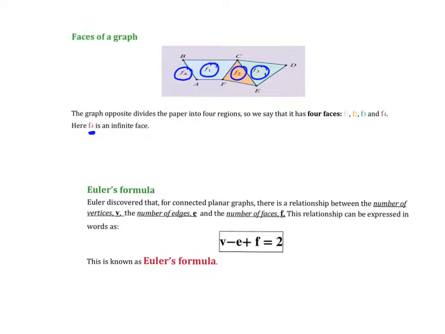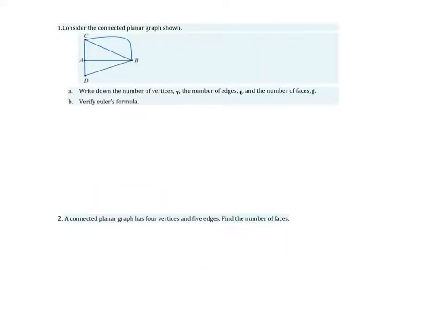So Euler discovered that for connected planar graphs, there is a relationship between the number of vertices, the number of edges, and the number of faces. And there's our rule. V minus E plus F is equal to 2. Euler's formula. Euler was a German mathematician who did a lot of work in this area. Let's have a look at how we use Euler's formula.